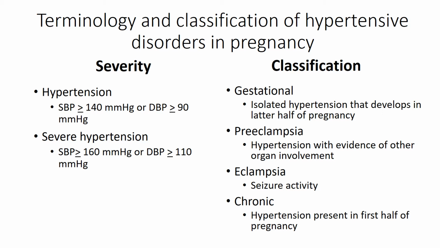Women are classified as having chronic hypertension if they have a history of hypertension prior to the pregnancy or if they have elevated blood pressures in the first half of pregnancy. If you're seeing a woman for the first visit mid-pregnancy, it can be difficult to diagnose hypertension as blood pressures are at their lowest point during this time. It's also important to realize that about 25% of women with chronic hypertension will develop superimposed preeclampsia during their pregnancy.